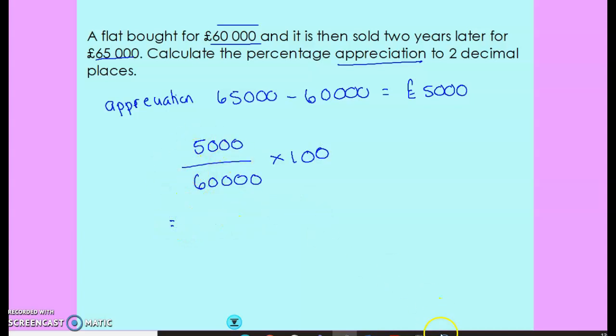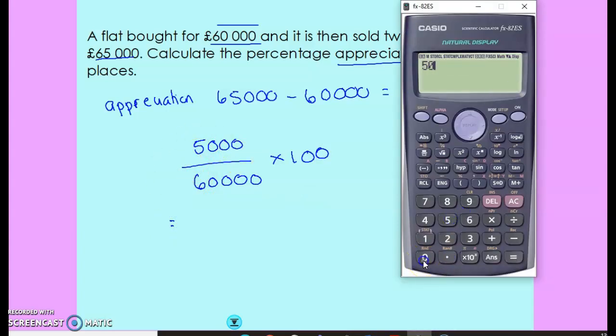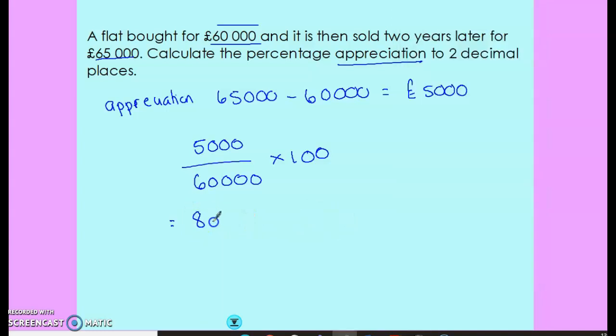Now, I've written this as a fraction. A fraction and divide are just the same thing. So doing 5,000 divided by 60,000 times 100. That comes out as 8.3333 and so on percent. I've been asked for it to 2 decimal places. That means 2 numbers after the point. There's my 1, 2. After that's a 3, so it's not going to change. It's just going to stay as 8.33%.